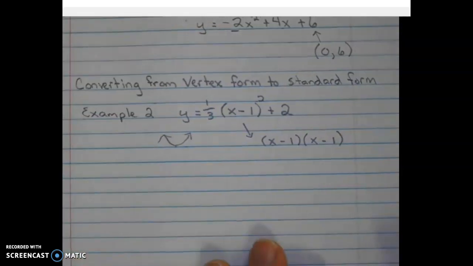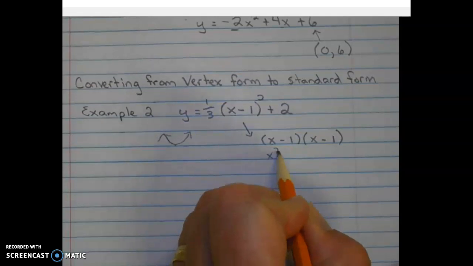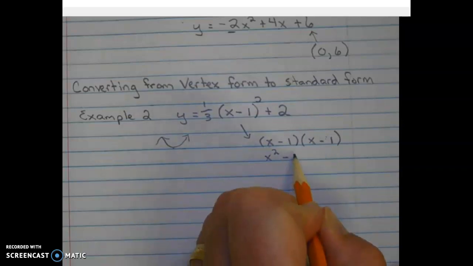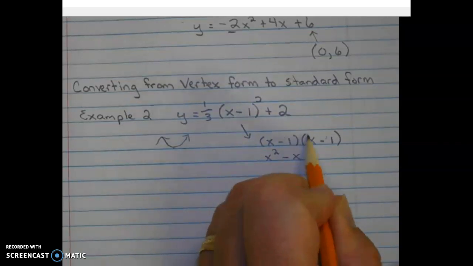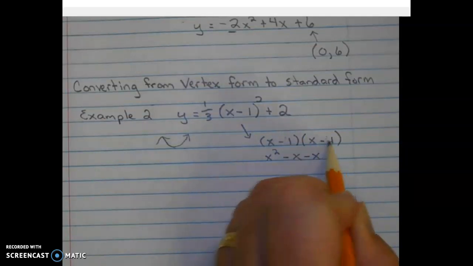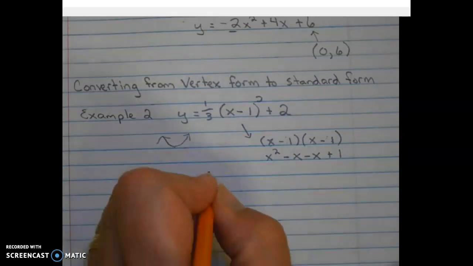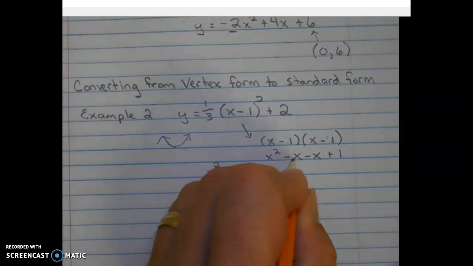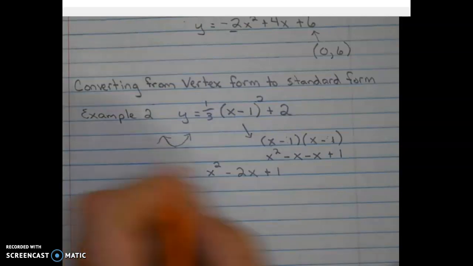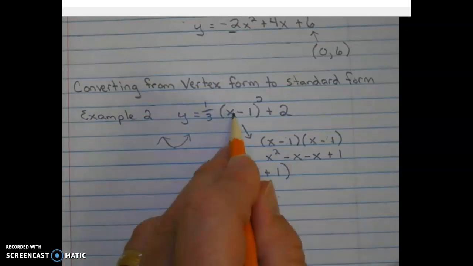Okay, foiling, first terms, we get x squared. Outer terms, x times negative 1 is negative 1x. Inner terms, another negative 1x. And last terms, positive 1. So continuing to simplify this down, we get x squared, negative x minus x is negative 2x, plus 1. All right. So now, since we're still multiplying this times something, we need the parentheses.